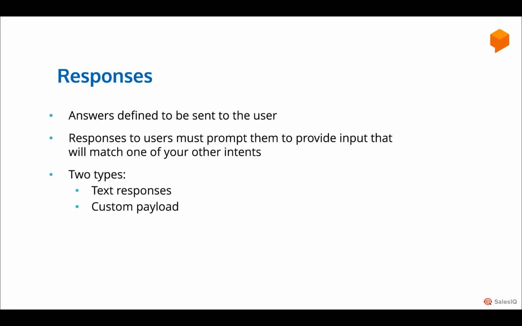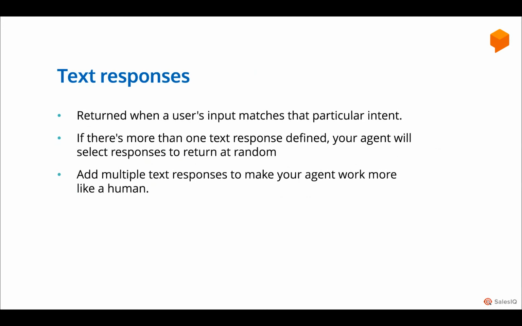So responses, then you will define the responses that you want to be sent out to your visitors. So these responses should be defined in such a way that they prompt the user to provide inputs that will match any one of your intents. So there are two types of responses that you can define: text responses and custom payload. The text responses are the ones that your bot service will send back to the user when intent is matched. It's good to confirm the intent inside the response so that the user can see that the bot had indeed understood what they said. Right?